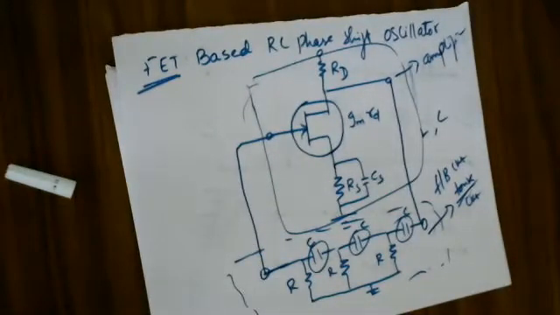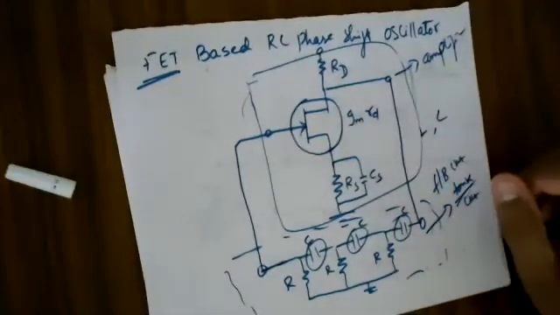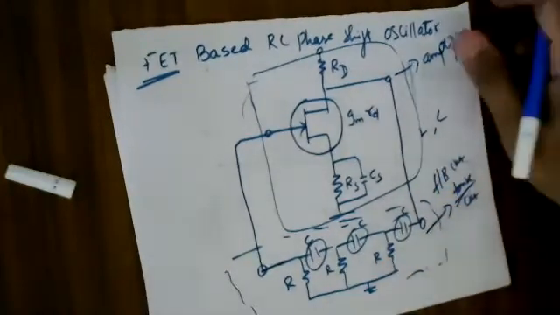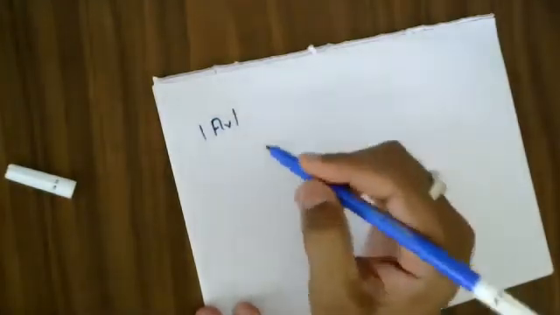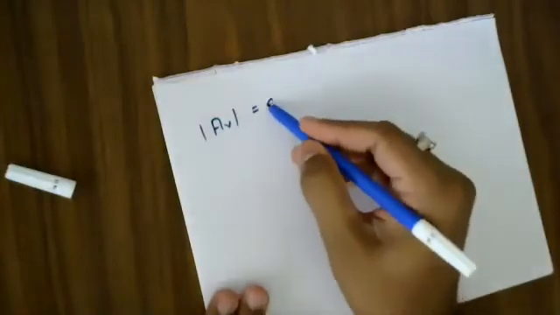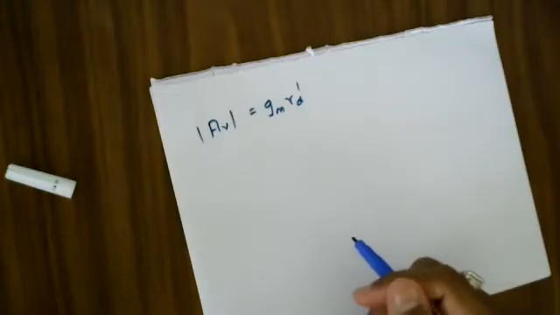Now we'll write a few equations, which allow us to understand at what condition this circuit is going to work like an oscillator. We know that the gain of this amplifier, let me say the voltage gain, I'm interested in its magnitude. The value of this voltage gain is equal to Gm times Rd dash. Gm times Rd dash.